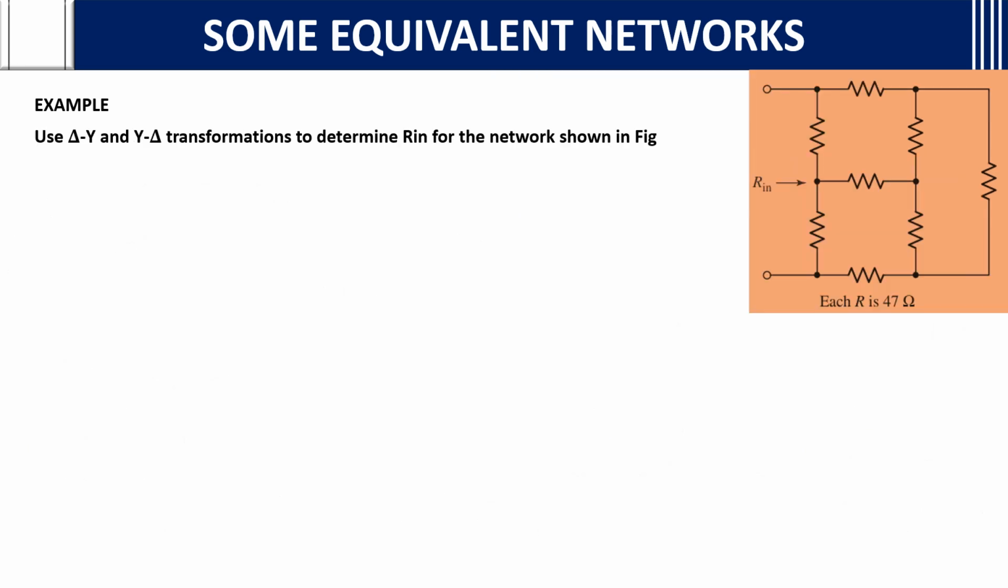Then use delta Y and Y delta transformation to determine Rn. As you know, we have already seen Y delta and delta Y transformations in the previous video. If you don't know, or if you want some more questions on Y delta and delta Y transformation, you can check my previous videos in the playlist, module 1. There is delta Y and Y delta transformation, that is the general network transformation. You can check the videos and do some other problems which I have mentioned. This kind of problem you have done in that topic.